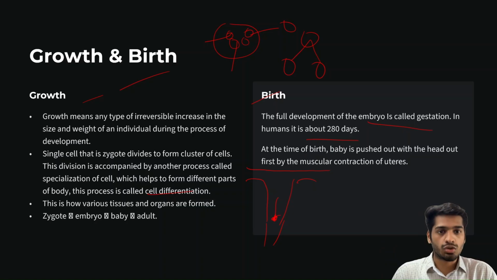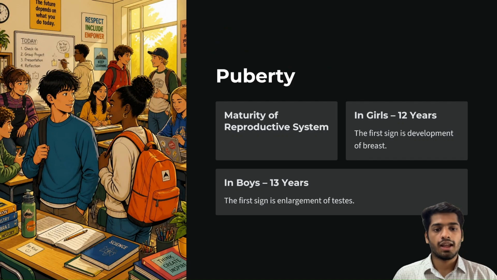So they are oxytocin, which is going to cause contraction of this muscular structure, that is your uterus. So when this structure is going to contract, the baby is going to expel out. The baby is going to come out, and this is how birth takes place. And now the next topic is going to be puberty.